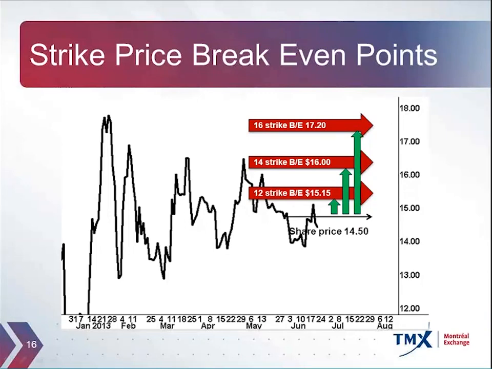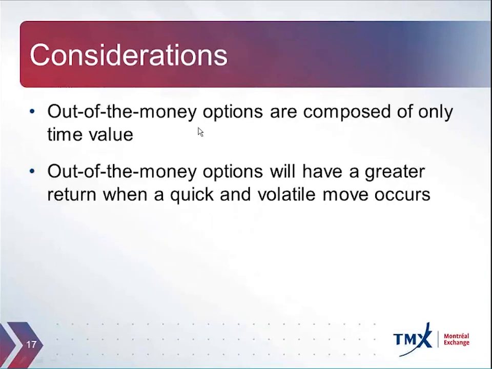You're paying more for the 12 strike because at the time there was an expectation that that stock had a high probability of being above that $15.15. Versus the 14 strike, and then the 16 strike. So again, it just gives you a little indication that all is not always as it seems. Options are priced because of probabilities, and there's a reason why they're valued as such.